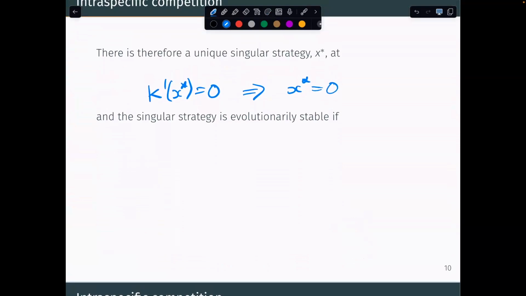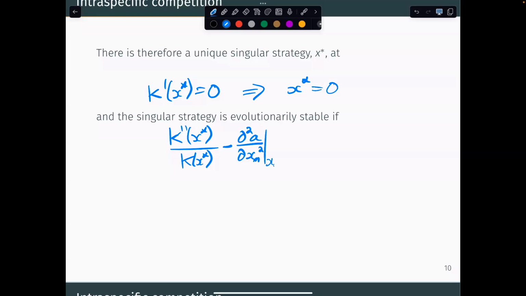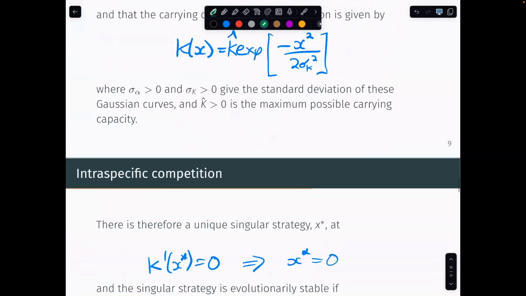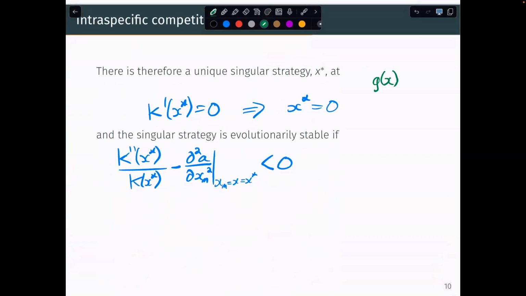And we had a condition above for evolutionary stability, which looked like this. So we had k double prime of x star over k of x star minus the second order partial of a with respect to xm evaluated at xm and x equal to x star. And this has to be negative for us to have an evolutionarily stable singular strategy. So now we can just substitute in our functions. Note that our functions above, these two functions here, are essentially of the form g of x is equal to e to the f of x. So if we take our first derivative of this, we're going to have f prime of x e to the f of x, just by the chain rule.